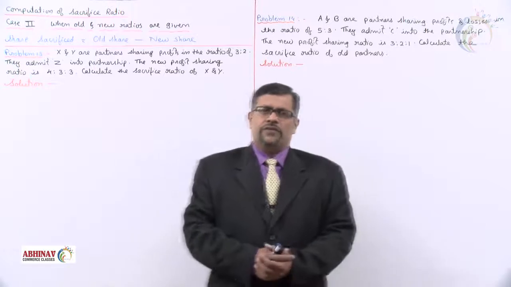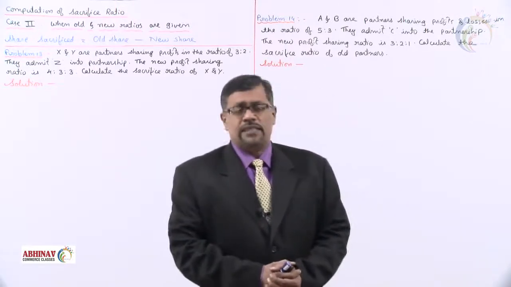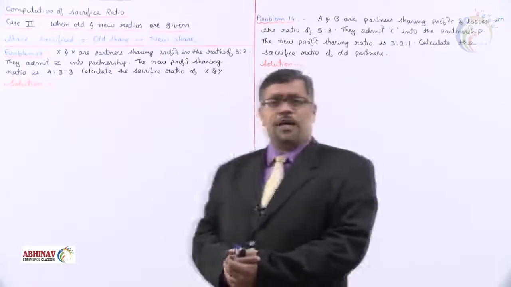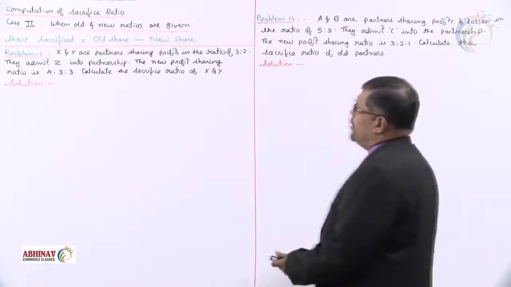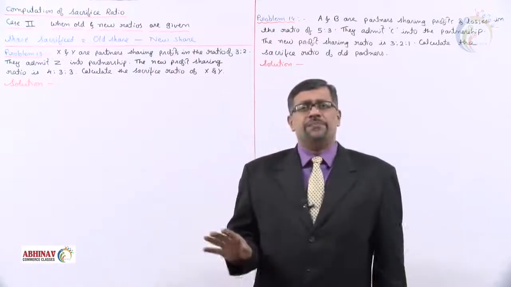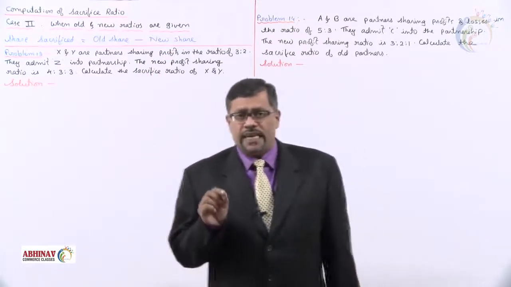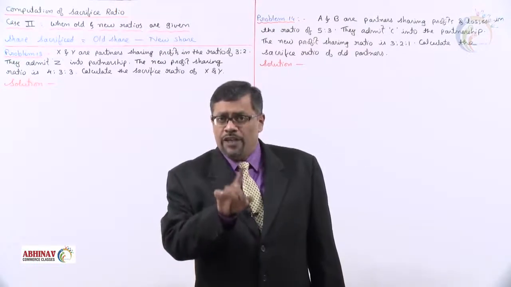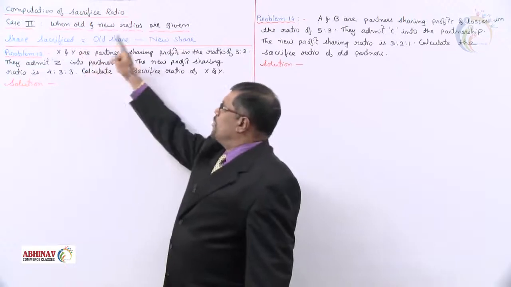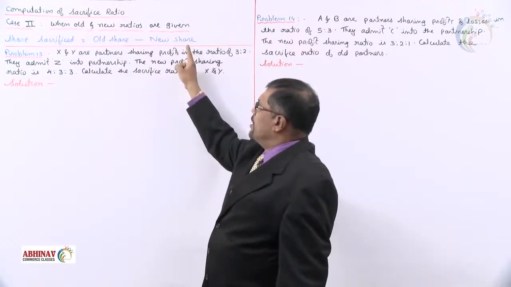In the last session, we have learned how to calculate sacrifice ratio under case 1. Now, let us take up case 2, in which they have given us old and the new ratios. Very simple. How we calculate sacrifice ratio when old ratio and new ratio are given. Share sacrificed is equal to old share minus new share.